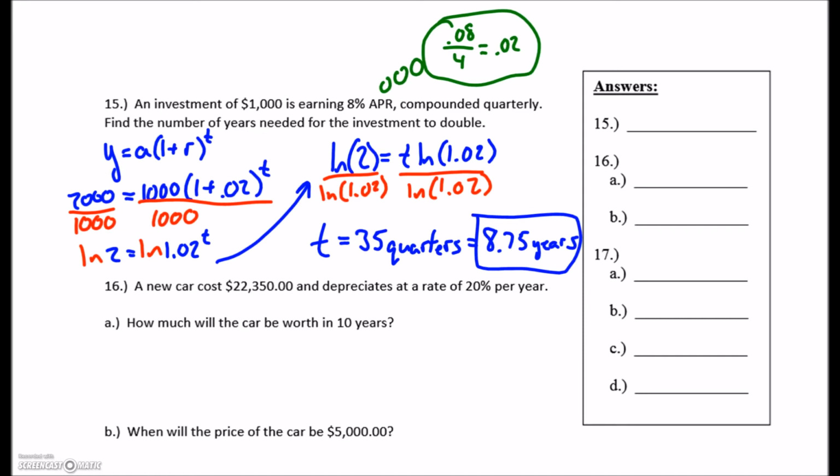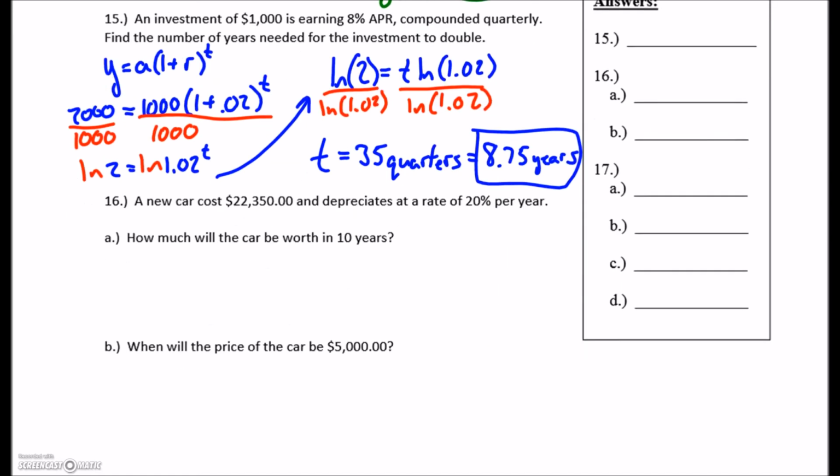Okay? If I look at the next one, it says a new car costs $22,350, depreciates at 20% per year. I want to know how much the car is going to be worth in 10 years. All right? So again, this is my standard model for decay, and it's decay because the rate is going down. We reevaluate it each year, so that's when the major decrease happens. So I'm going to use my y equals a times 1 minus r raised to the t. Okay? And now I just plug in what I know.